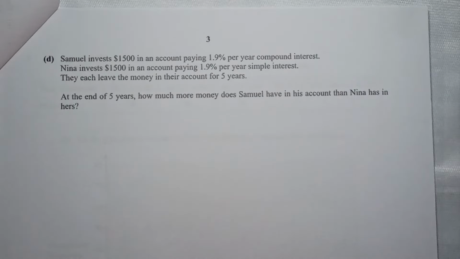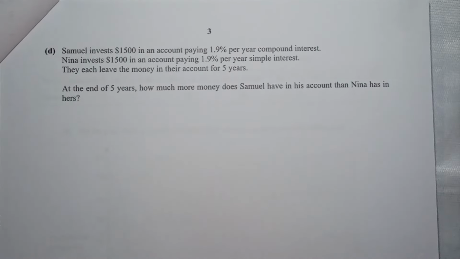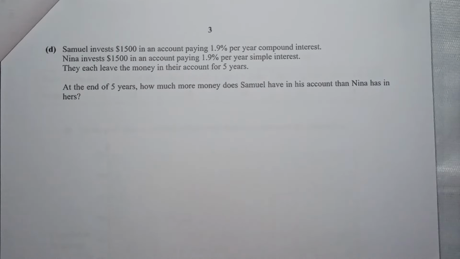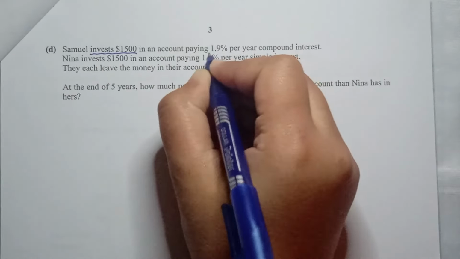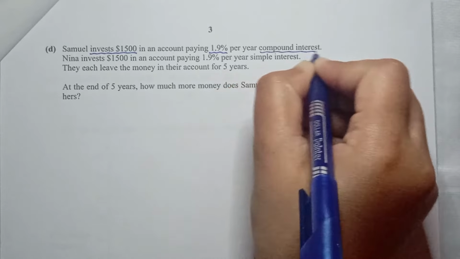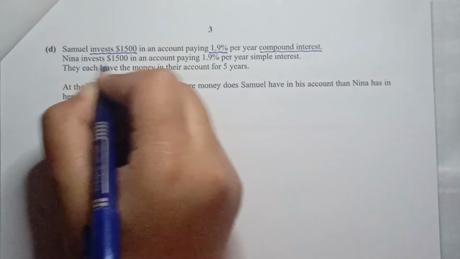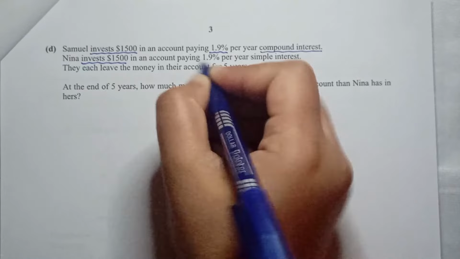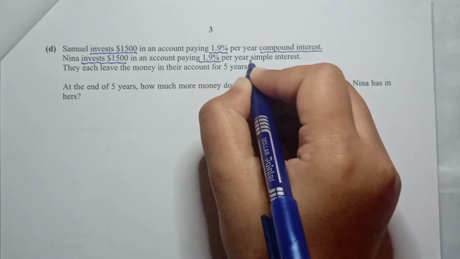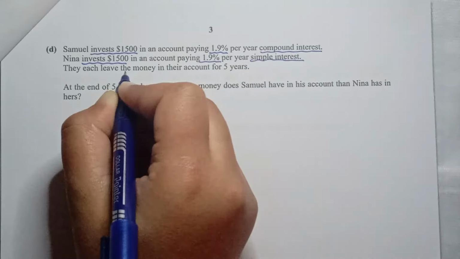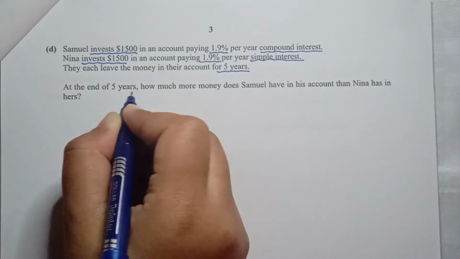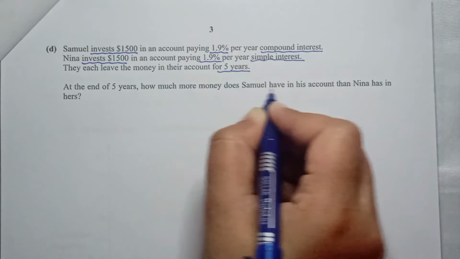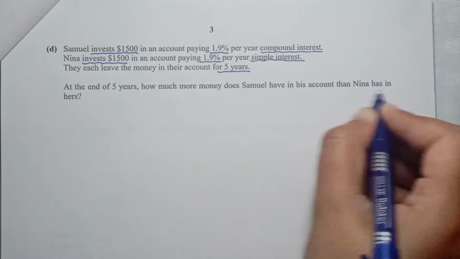Now for the D part, Samuel invests $1,500 in an account paying 1.9% per year compound interest. So the investment and the interest rate, and it is compound interest. Nina invests $1,500 in an account paying 1.9% per year simple interest. Then they leave their money in their accounts for 5 years. So this is the time period. At the end of 5 years, how much more money does Samuel have in his account than Nina has in hers?